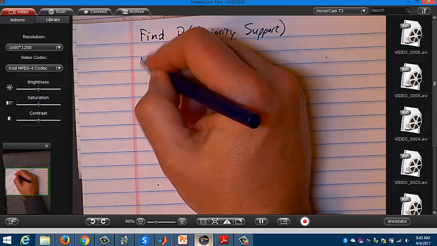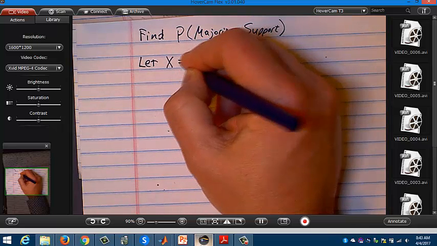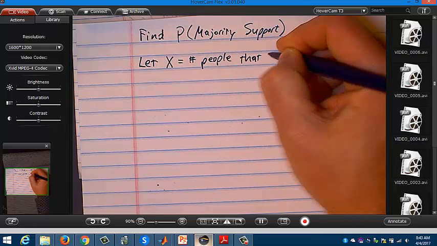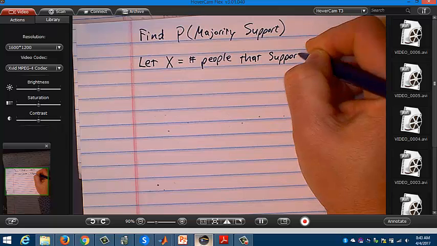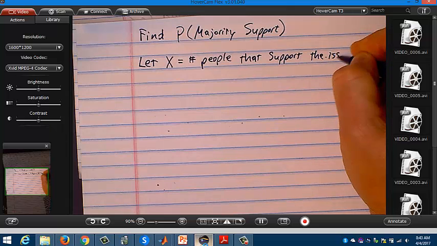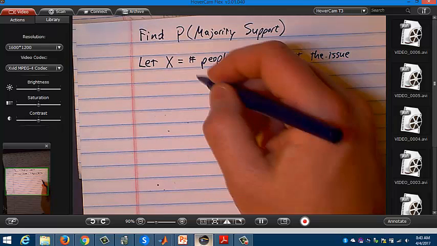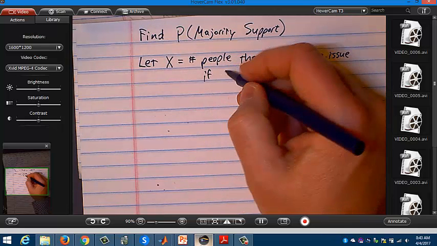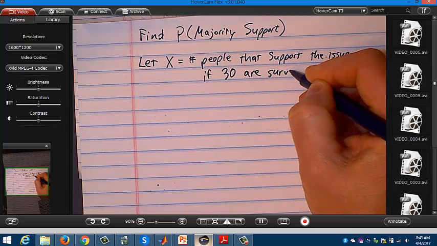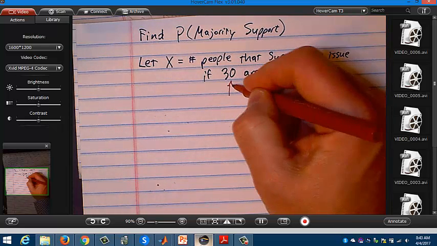So again, let's be very specific about what everything equals. Let X be the number of people that support the issue. Let's write down some other things that we know. The number of people that support the issue, if how many are surveyed? 30 are surveyed. That's different than last time. Last time it was 7. What is that 30 going to be this time for us, guys? That's our N. N is 30.